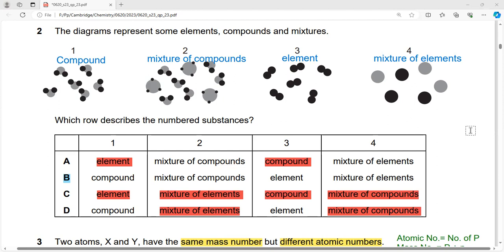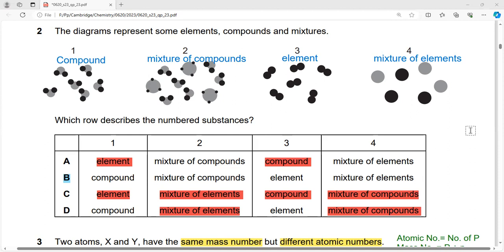So which row describes the numbered substances? Here we can see in column 1, number 1 is related to compound. So that's why A and C, which say element, are wrong options. So we're going to look at the B and D options for number 2. In number 2, this is the mixture of compounds. So we confirm our answer. Why? Because D is a wrong option here. So we can confirm our answer in column 2.